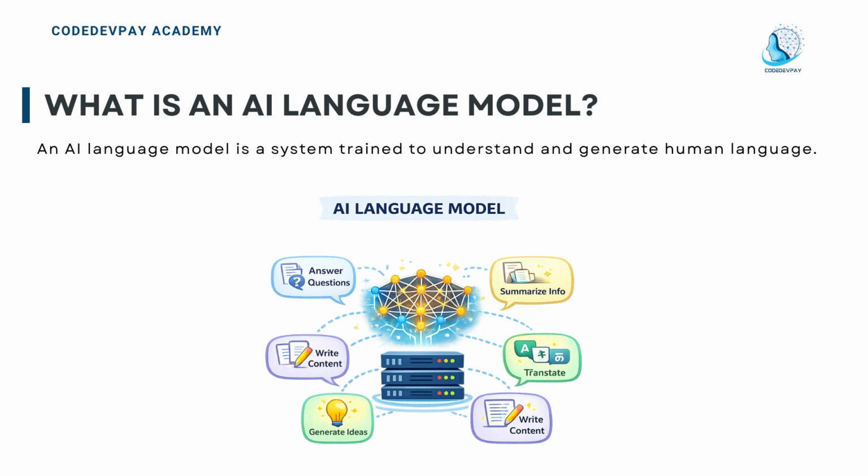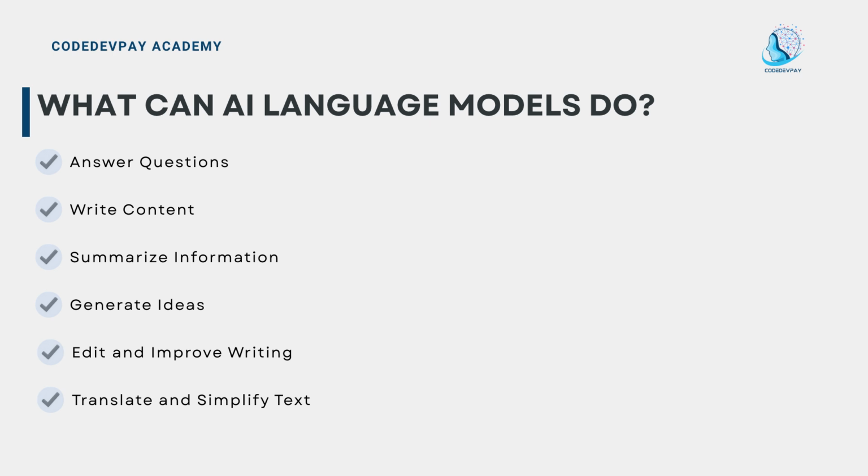Some examples of AI language models include tools built by OpenAI like ChatGPT. We have other AI tools like Gemini, Claude, and the likes. We have AI chat assistants. We have writing assistants like Grammarly, and also we have virtual help systems. All right. So now the next thing to look at is what can these AI models do? We've already mentioned them. They can answer questions, write content, summarize information, generate ideas, edit and improve writing, and translate and simplify text.